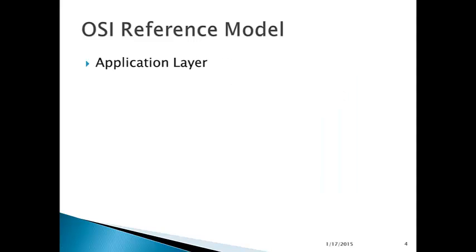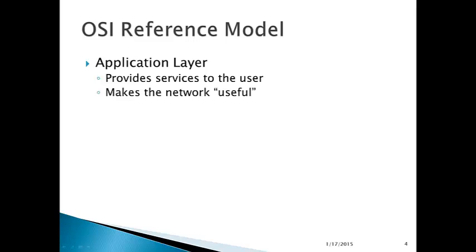Now, the application layer provides services to the user. It's what makes the network useful. It's why we have networking. Examples of application protocols include email, Simple Mail Transport Protocol, and web browsing, Hypertext Transport Protocol, or if you're doing things securely, HTTPS, Hypertext Transport Protocol Secure.